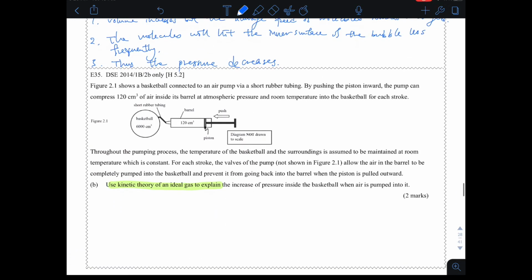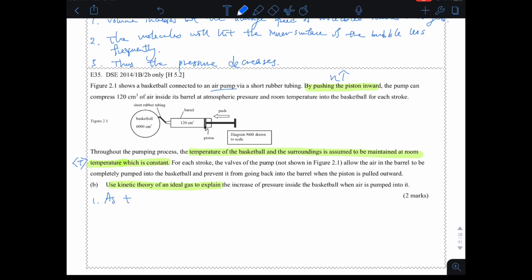Next, this time we are pumping in air. We are using an air pump, and then you will be pushing the piston inward, and the temperature is assumed to be room temperature, which is a constant. Therefore, we have constant here, and then we are pumping so that N will be increasing this time.